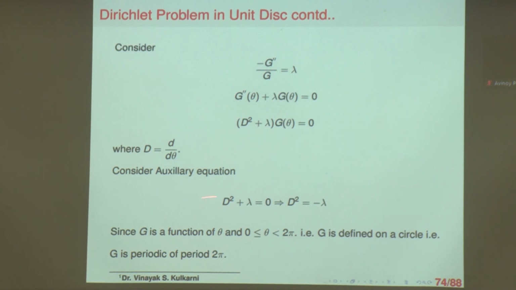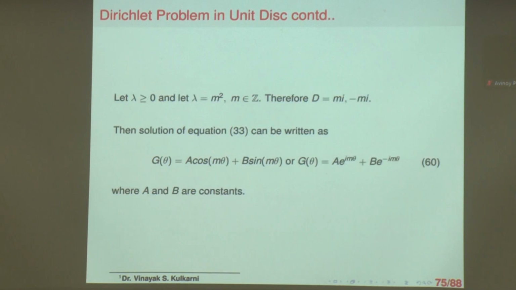For the first equation, I will use (D square plus lambda) operating on g of theta equals 0. So I will get the roots: D square equals minus lambda. Now here g is a function of theta, and g is defined on a circle. And as I told you in the morning, if a function is defined on the circle, it is going to be a periodic function of period 2 pi. So we'll take advantage of the periodicity of that function.